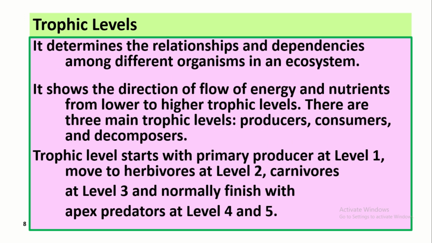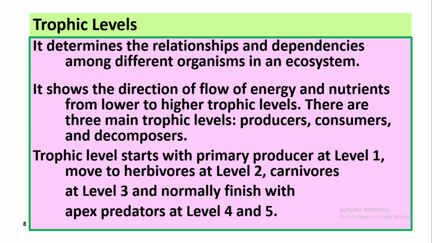To determine relationships and dependencies among different organisms in an ecosystem, it determines dependence and relationships, which organism provides food to whom, who eats whom. It shows the direction of flow of energy and nutrients from lower to higher trophic levels. The direction of flow of energy is from lower to higher, from grasses to carnivores, primary, secondary, tertiary carnivores.